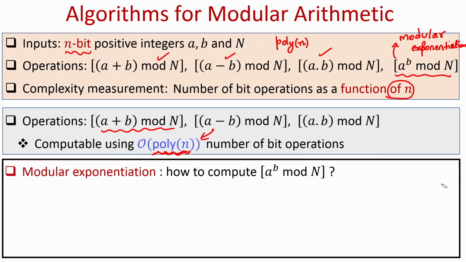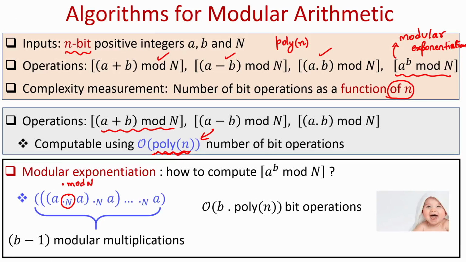Okay. Now, what about modular exponentiation? How can we compute a power b modulo n? You might be wondering why can't I do the following: multiply a with itself and then take mod, and then again multiply with a and then take mod, and so on. So, this operation, dot with n in subscript, means I am doing multiplication modulo n.